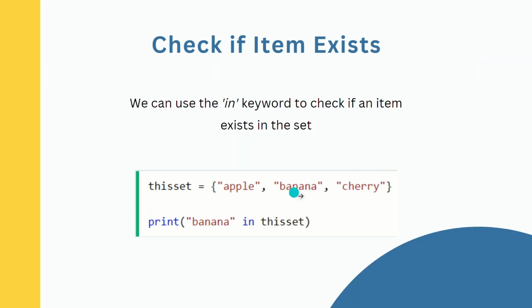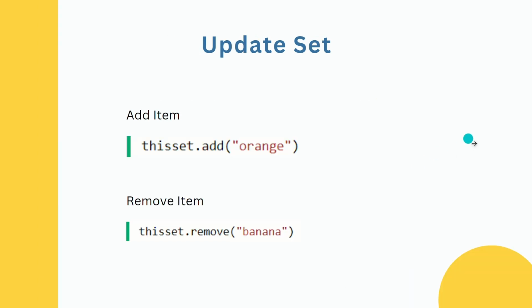Now to check if an item exists in a set, we have already seen this earlier as well. You use the in keyword. So it's the same for sets as well, where you can just, let's say, print banana in this set. Since banana exists, this will print true. So that will check if it is there in the set. Now to update a set, you can add an item by using the add function, or you can remove an item by using the remove function.